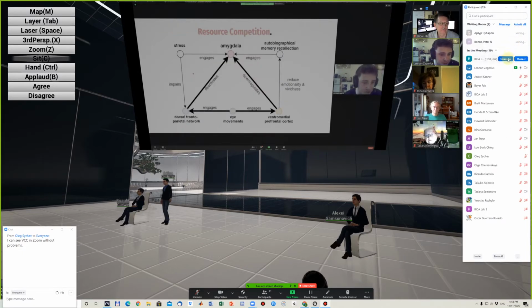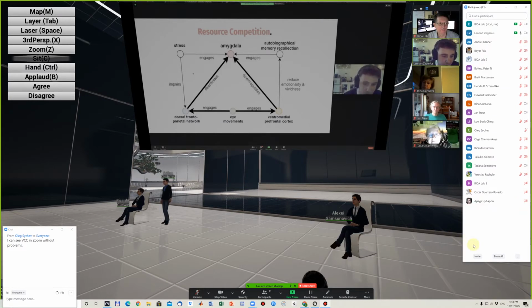So this is a graphical representation of the occurring resource competition. EMDR starts and these events occur. I will go over them. First of all, in this diagram, the amygdala represents negative emotional activity and autobiographical memory recollection represents the recollection of traumatic memories.